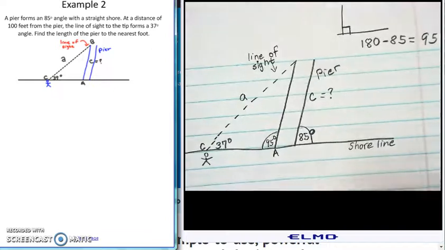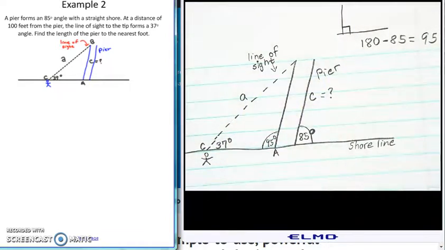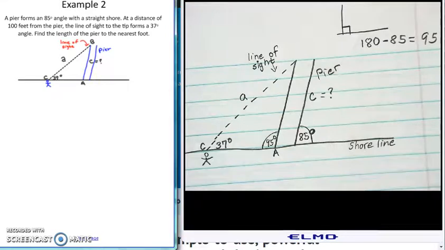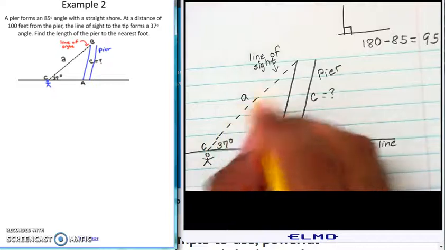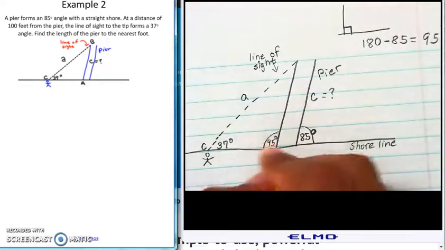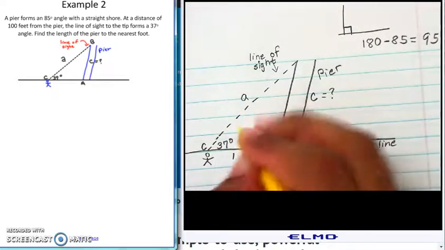Okay. And so they give us two angles there. And it says, from the second sentence, at a distance of 100 feet from the pier, the line of sight forms. So 100 feet from the pier, and there's a line of sight right there. So 100 feet from the pier to the line of sight is 100 feet.